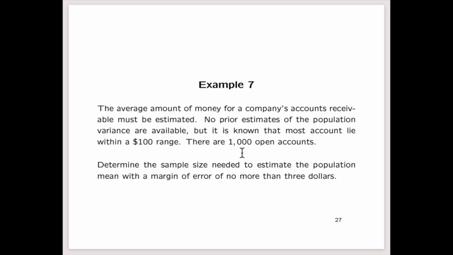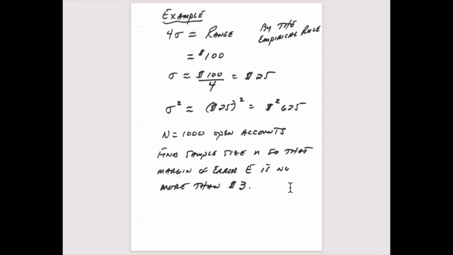The desired margin of error is $3. And so we want to determine the sample size that will allow us to come up with a point estimator of the population mean that has a margin of error of no more than $3. And so the first thing we need to do is to come up with an appropriate, reasonable approximation to the population standard deviation.